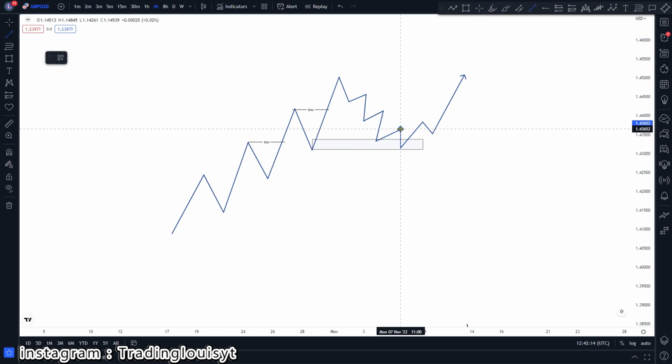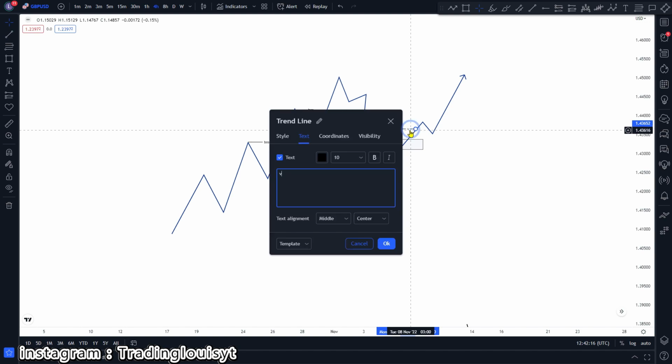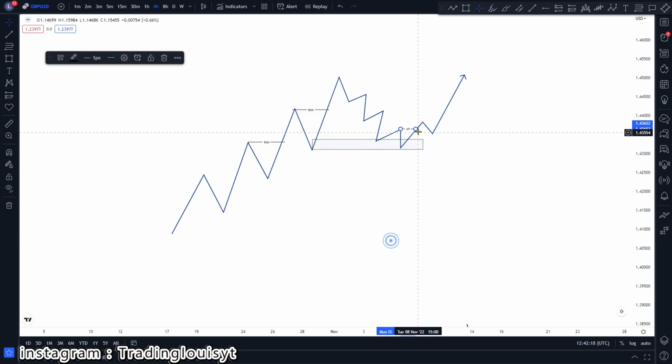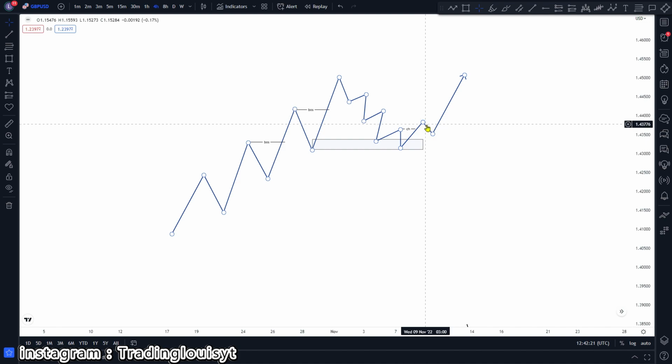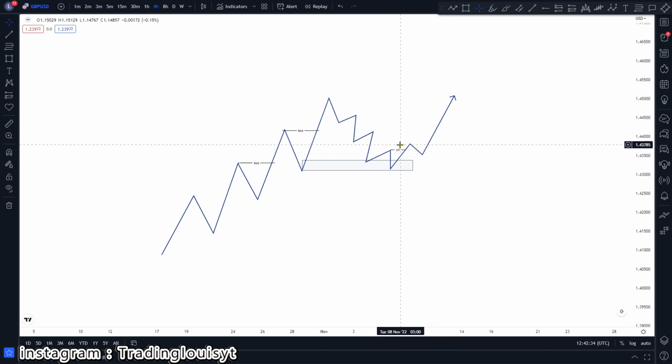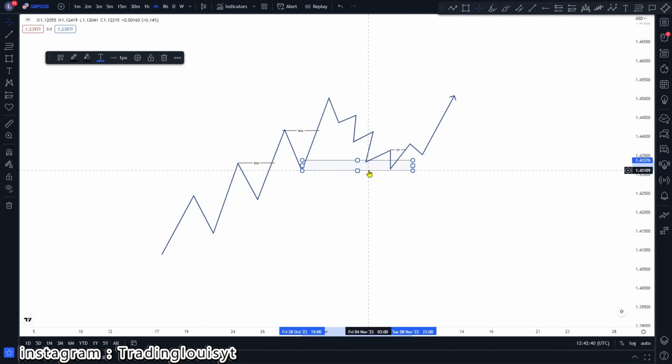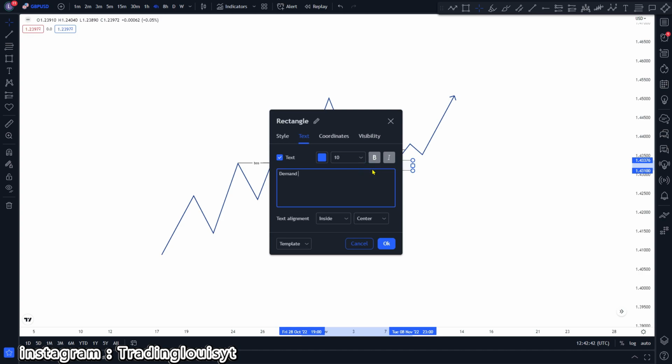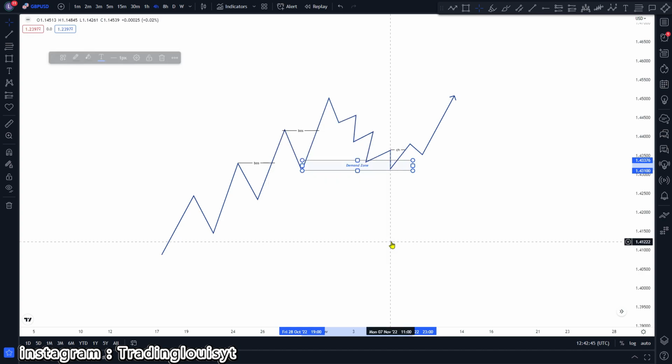So as you can see right here, this is a change in character, a CH. That is all that means. So see how this candle right here, instead of making another lower high, it breaks this most recent higher low. So that is a change in character. And then once we see that, after this market structure is changed into our demand zone, then we can look for an entry.